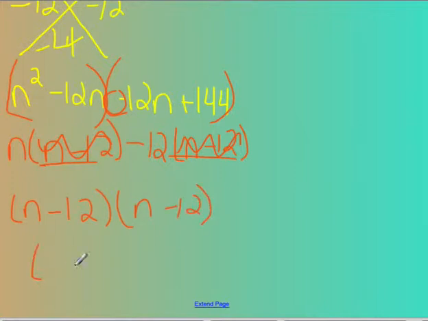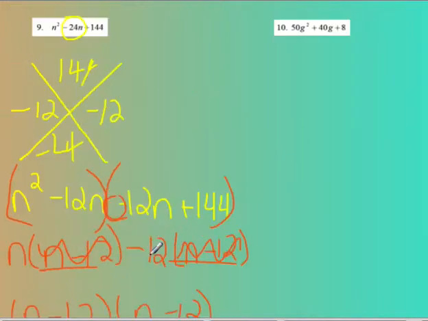So I'm going to write it as one parenthesis and then that quantity squared. Okay, next, let's take a look at number 10.